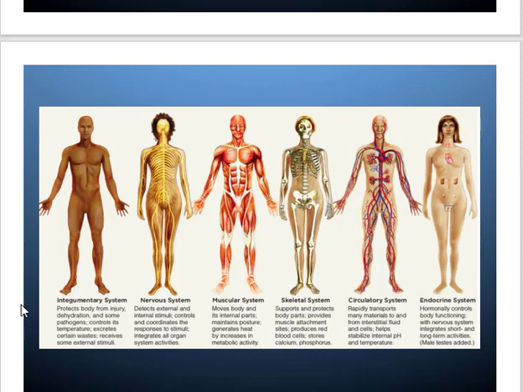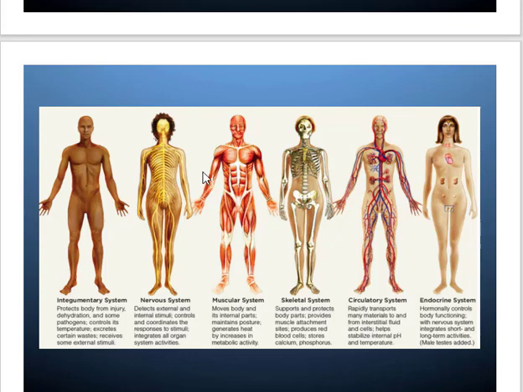The next system that we're going to spend most of the semester talking about would be the nervous system here. So you can see you've got a nice lovely brain and a spinal cord that runs down, but then you've got a whole bunch of other nerves that run all throughout the periphery of your body. We'll talk a lot more about that.